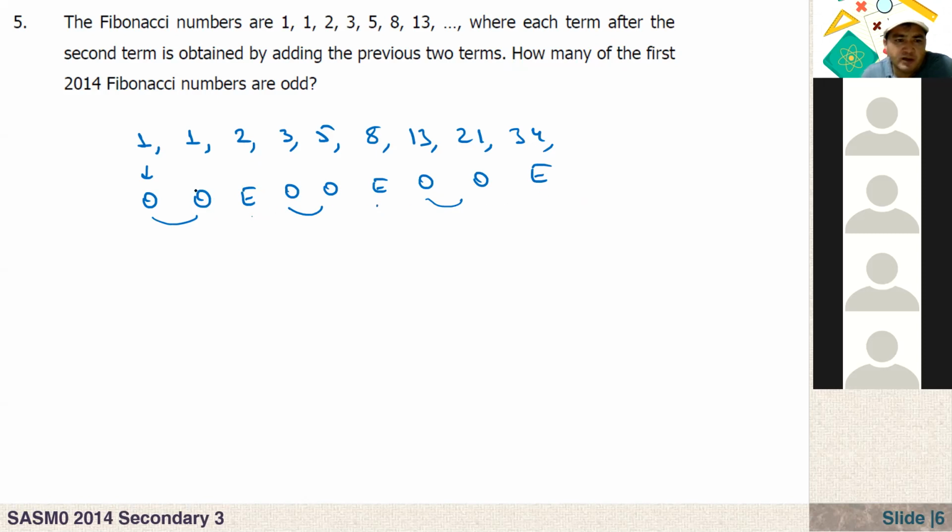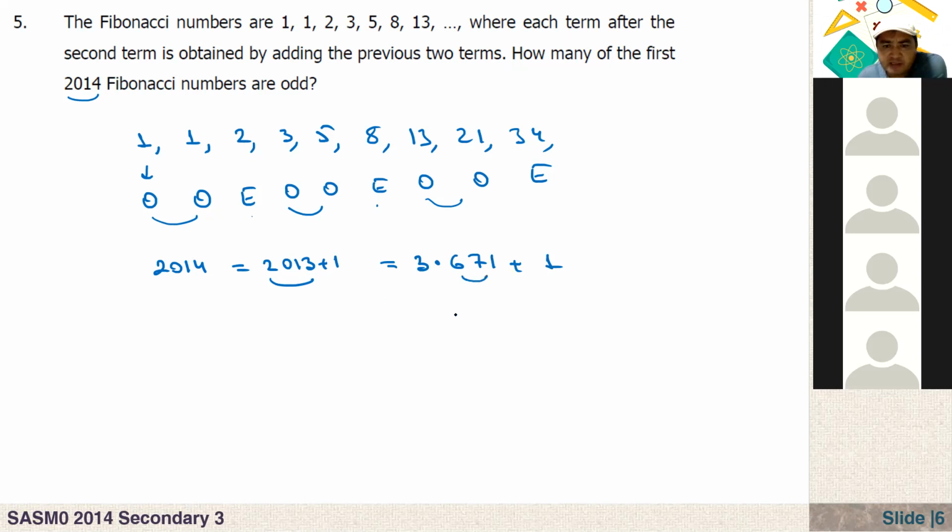So that means if you just divide this 2014, is it divisible by 3? 2014 is equal to 2012 plus 2. So this means that it is 3 times 671, plus 1. So every 3 numbers, 2 of them are odd.